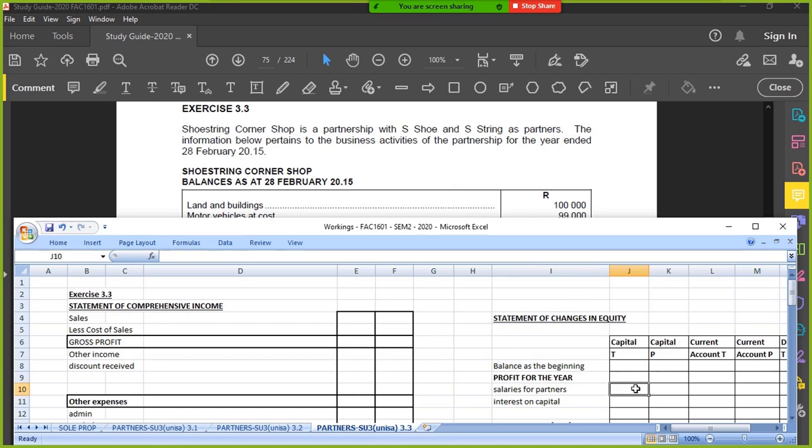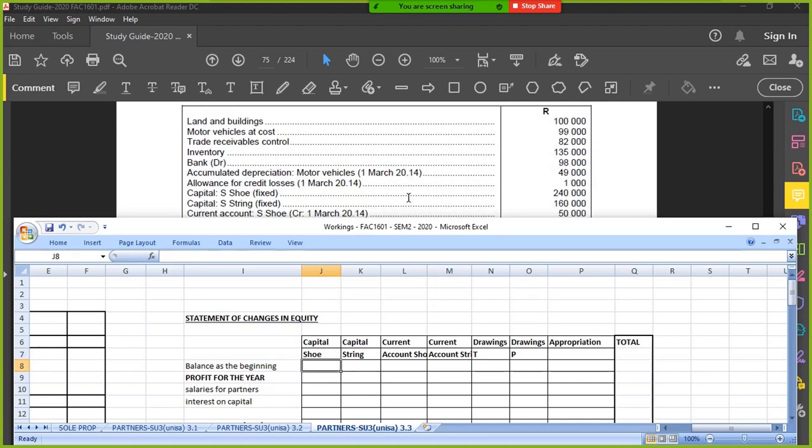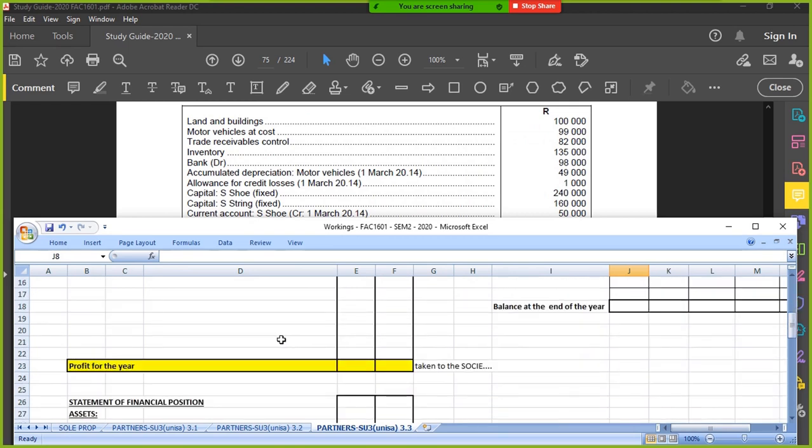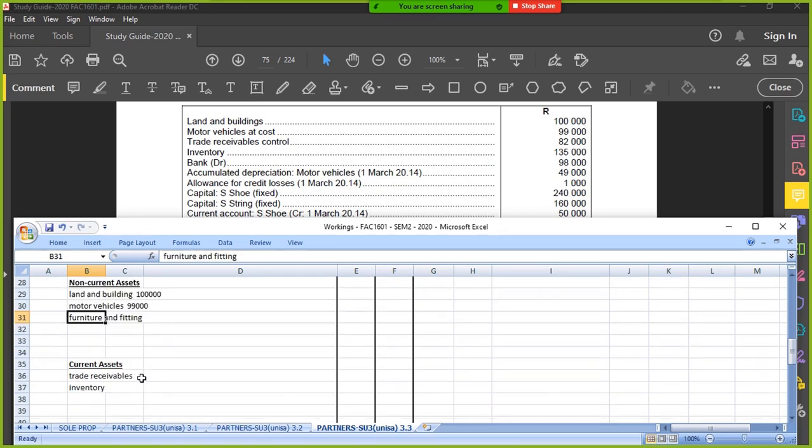Let's put in the names. This is going to be for Shoe and String. Okay, go for it. Tell me what to do. Land and building, non-current asset, financial position, 100,000. And then vehicle also non-current asset, financial position, 99,000. Then trade receivables, current asset, 82,000.